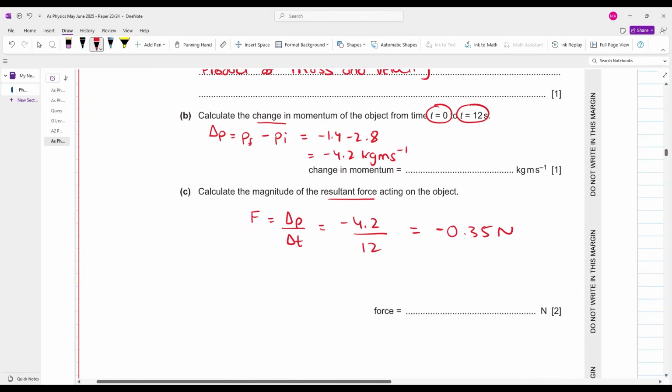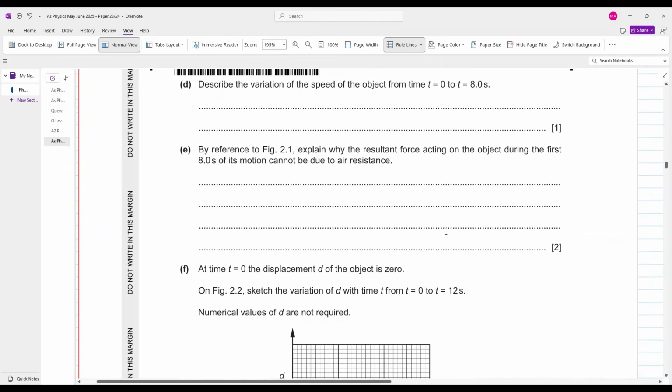Now, even if you write a negative sign, even if you don't write a negative sign in the answer of force, that's completely fine. You will get a mark either way. अगर आप यहाँ पे negative लिख भी देते हो तो भी आपको mark मिलेगा, ठीक है? क्योंकि negative sign सिर्फ direction represent कर रहा है.